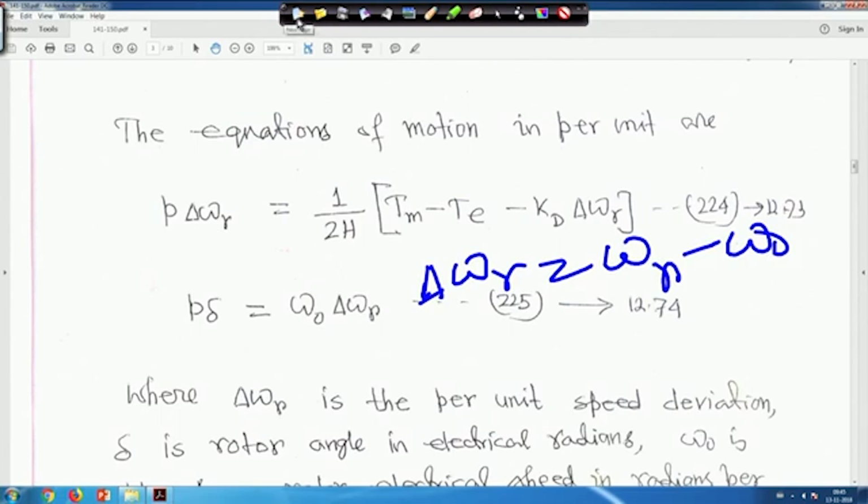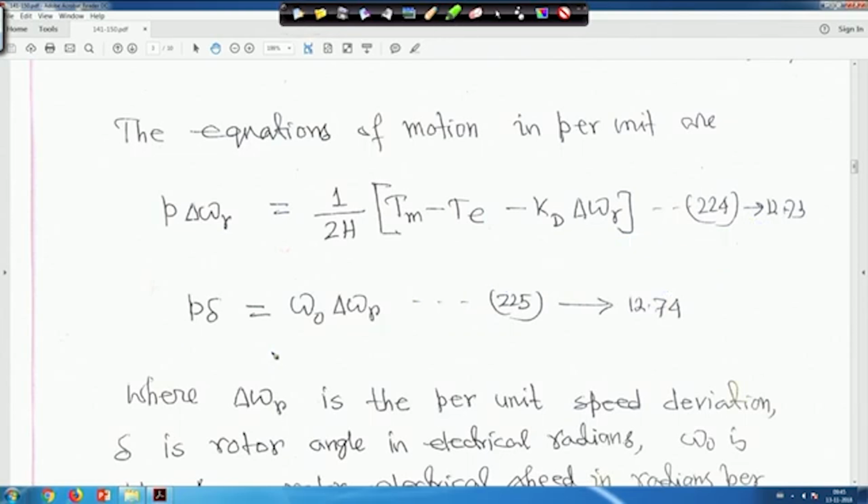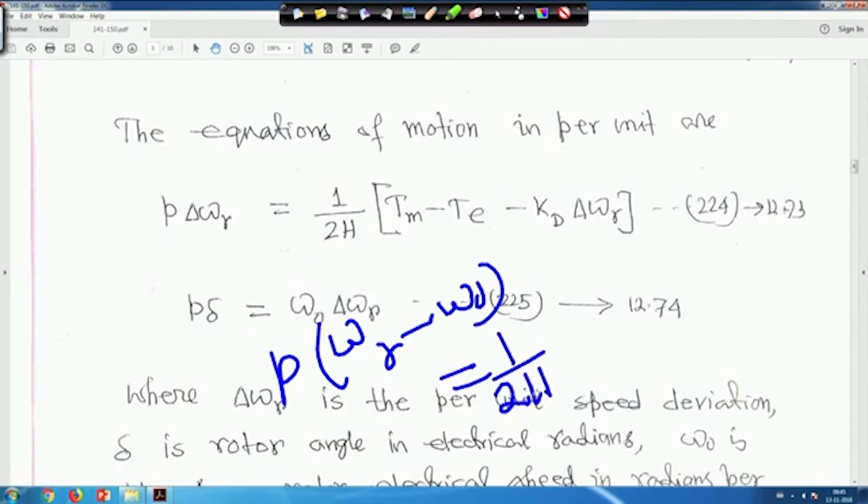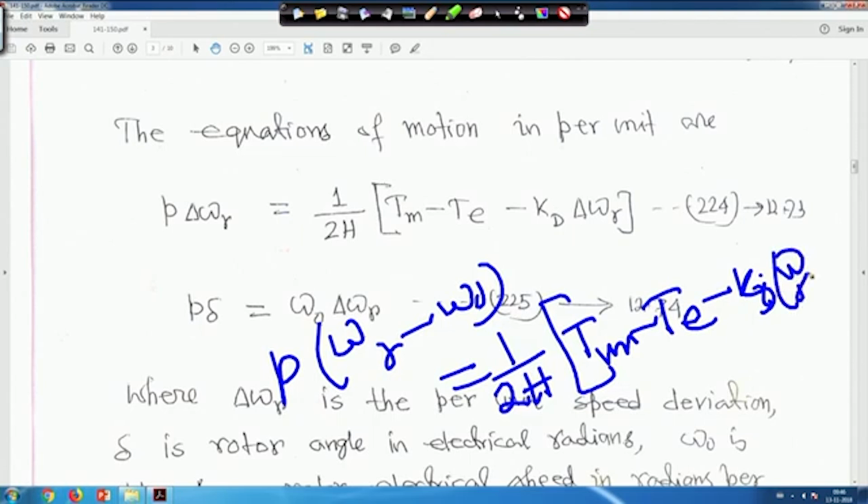If you do so, just see that omega r minus omega 0, this term, is equal to 1 upon 2H, in brackets, T m minus T e minus K d into omega r minus omega 0. Actually, it is K d into omega r minus omega 0.